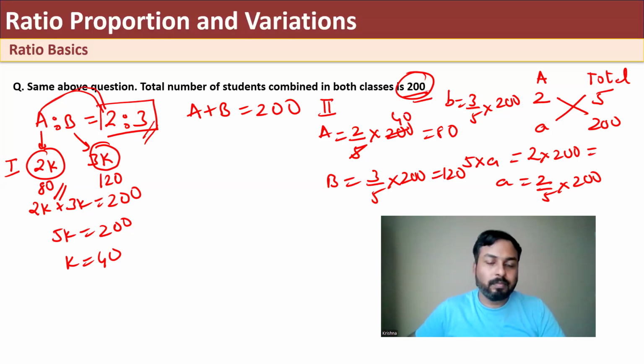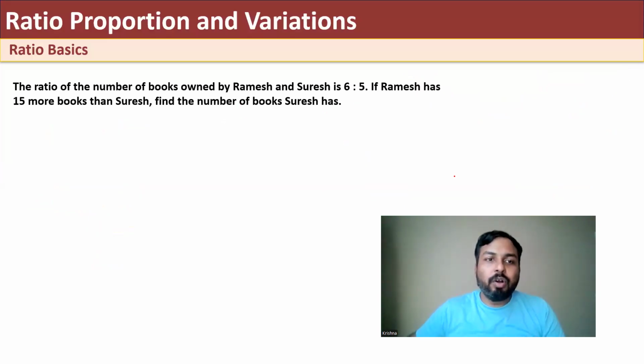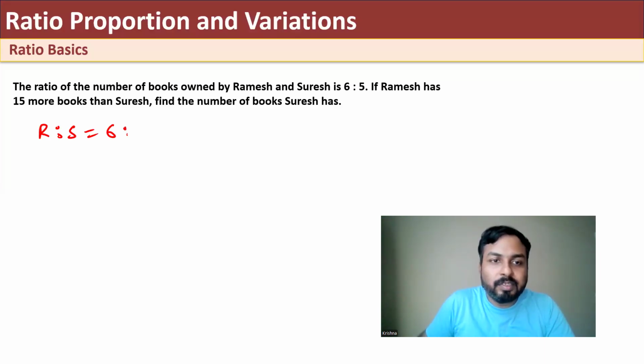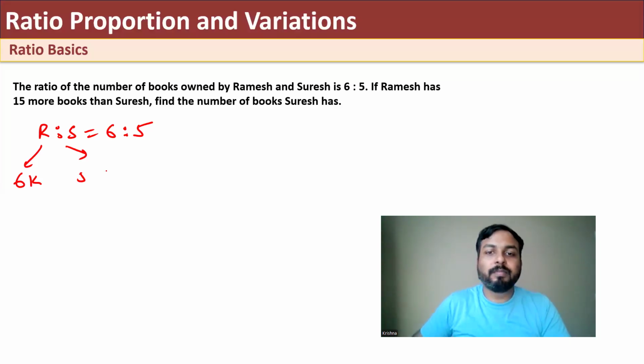Make sense? All right. Let's see one more question. The ratio of the number of books owned by Ramesh and Suresh is 6 is to 5. If Ramesh has 15 more books than Suresh, find the number of books Suresh has. So the ratio of books that they have is 6 is to 5. So can I say that Ramesh has 6K books and Suresh has 5K books? Yes or no?